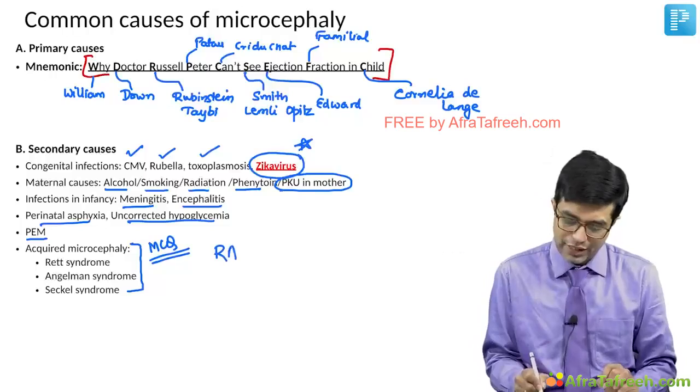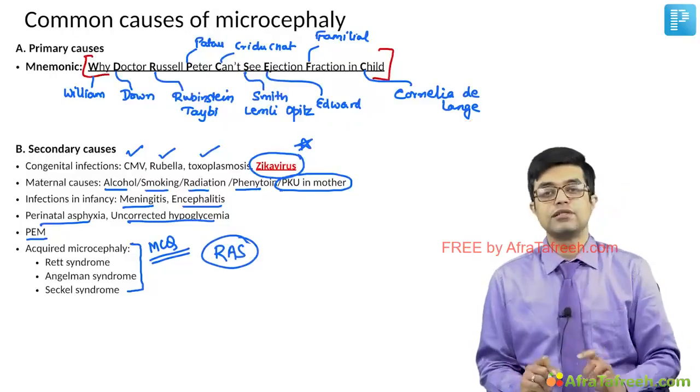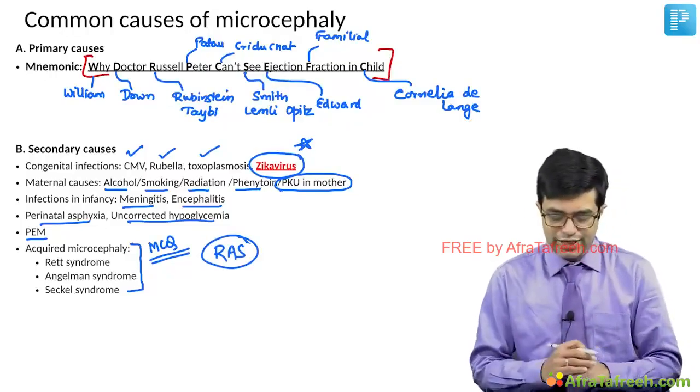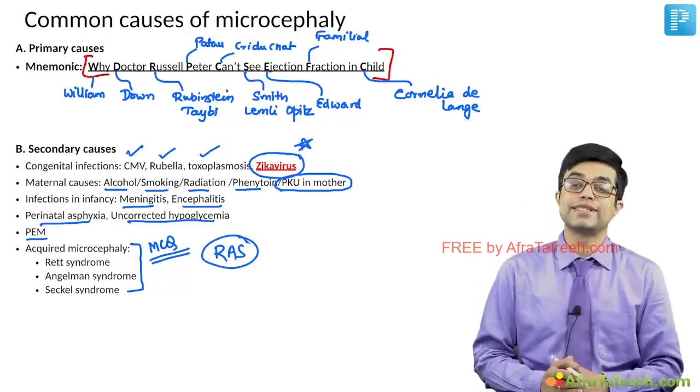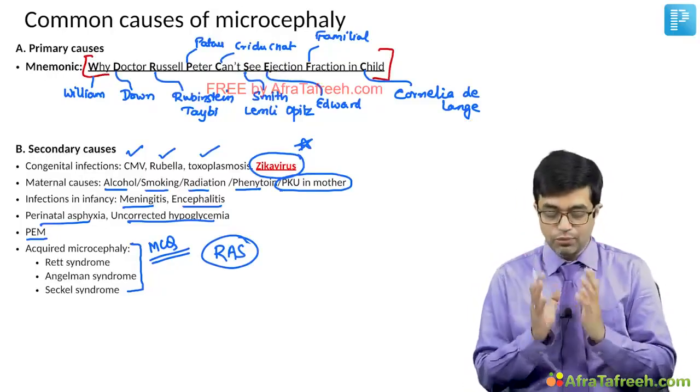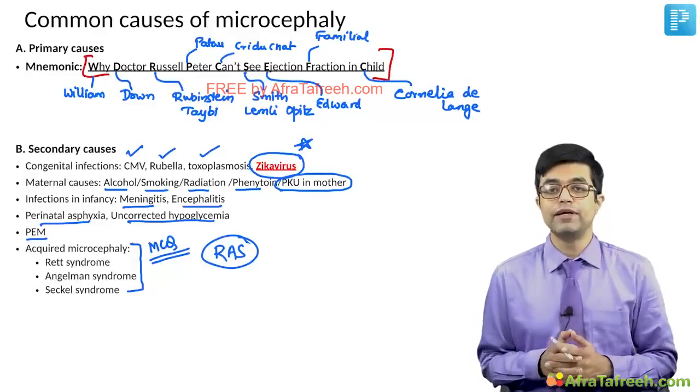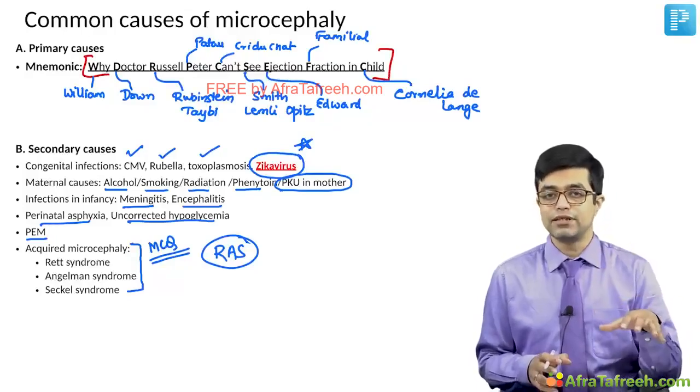You can remember the mnemonic RAS. R stands for Rett syndrome, A stands for Angelman syndrome, and S stands for Seckel syndrome. These are the three important causes of acquired microcephaly, where at birth the head circumference is normal.